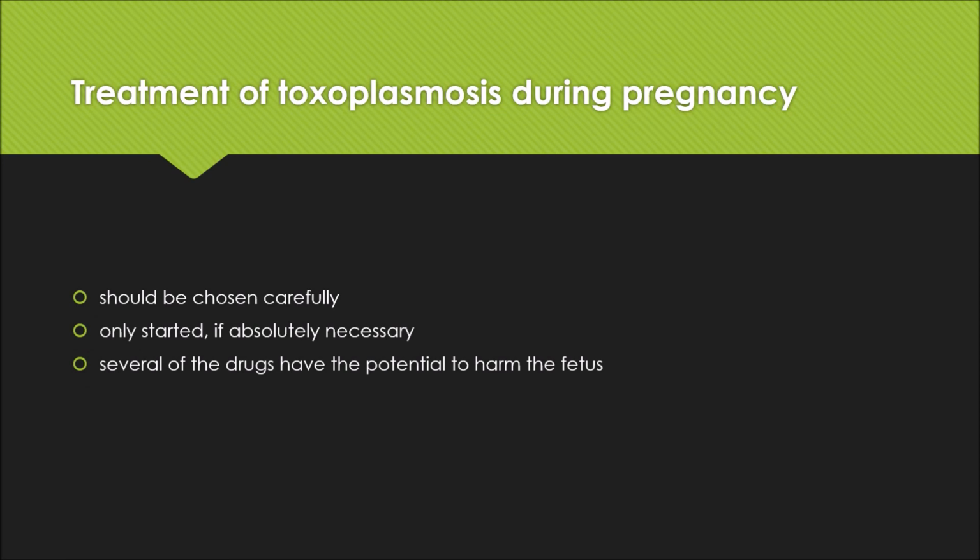Now, the special case of pregnancy. Treatment of recurrent ocular toxoplasmosis during pregnancy should be chosen carefully and only started if absolutely necessary, as several of the drugs discussed have the potential to harm the fetus. Intravitreal therapy for reactivated disease or systemic treatment with azithromycin, clindamycin, and possibly prednisolone may be appropriate. Specific treatment to prevent transmission to the fetus is not generally given except in newly acquired infection, and urgent specialist management is appropriate. Spiramycin alone or in combination is commonly chosen.